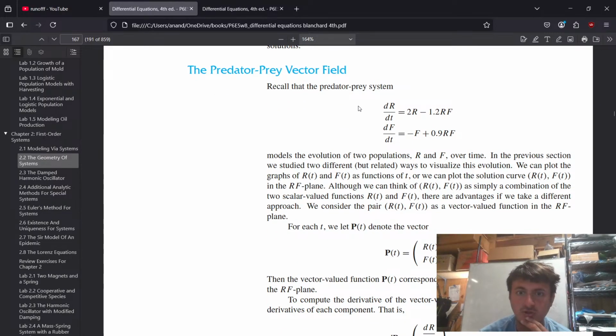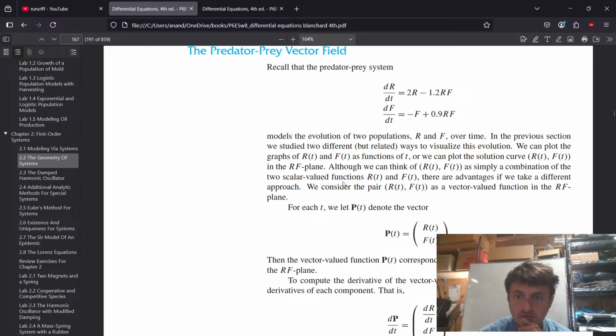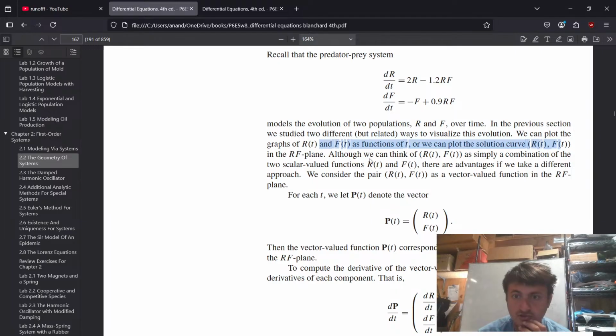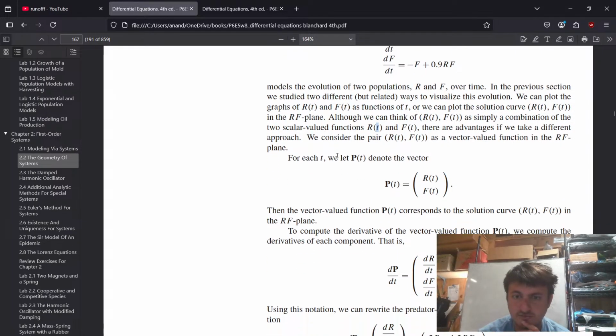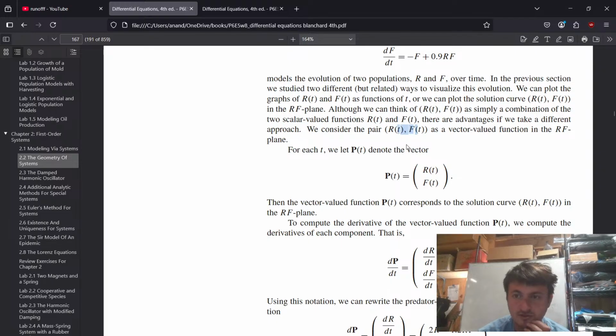All right, so the predator-prey vector. So we have a predator-prey model. We can plot the graphs of R of t and F of t as functions of t, or we could plot the solution curve R(t), F(t) in the RF plane. We can think of this as a combination of the two scalar valued functions. There are advantages if we take this approach. Vector valued function in the RF plane. So this is the definition of a vector field, or a vector valued function.